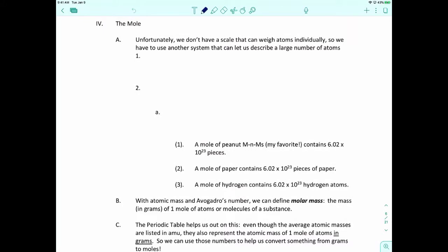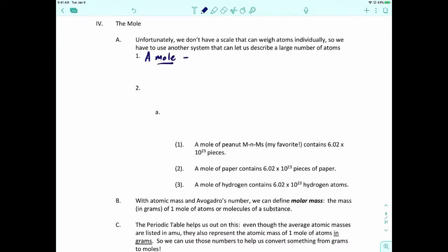Now we're ready to talk about what unit of measurement we use in chemistry. We can't use a scale or a balance to weigh atoms individually, so we have to use another way. The method that we use is something called a mole. MOLE, just like the animal.